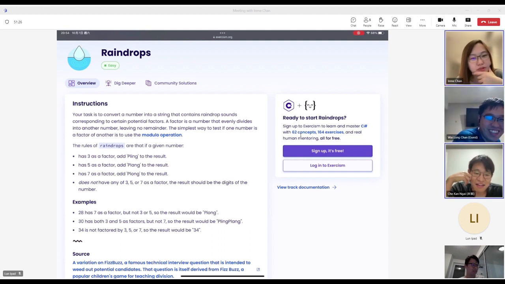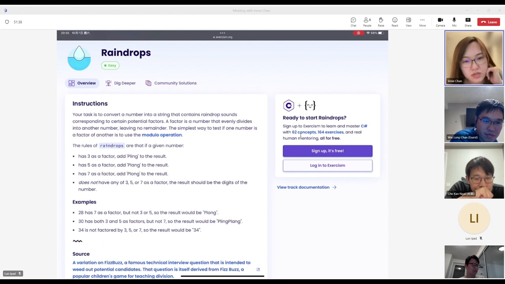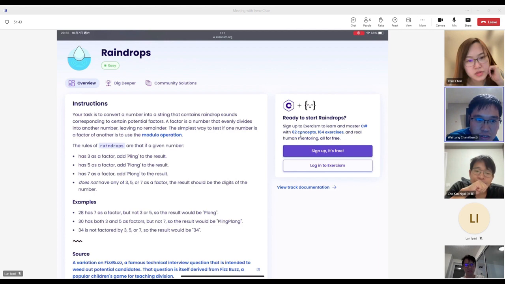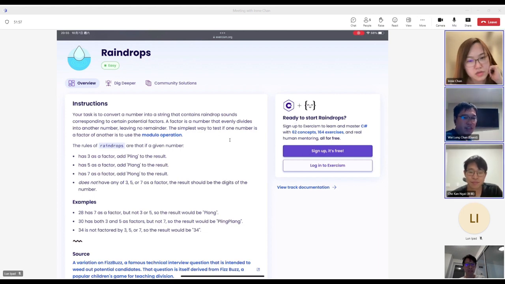The rules of raindrops are that if a given number has 3 as a factor, there should be digits of the number. What does it mean by the result should be the digits of the number? Corresponding sound in the other number. 28 has 7 as a factor, but not 3. You see what it means?